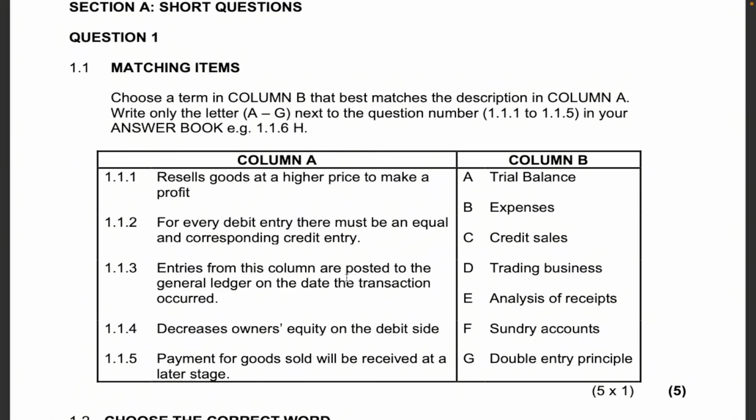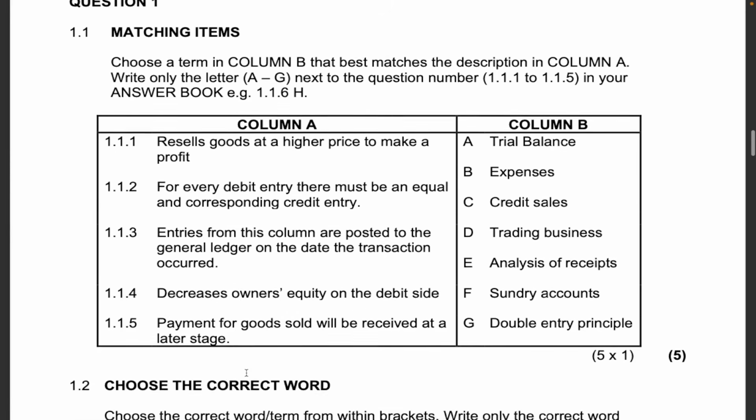1.1.5: payment for goods sold will be received at a later stage. Now, what do we call that? I've already given that answer when we were looking at 1.1 in explaining credit sales. What do we mean by credit sales again? Credit sales is whenever we've sold to our customers, but they're not paying us cash. They will only pay us at a later point in time. And so that's the answer for 1.1.5. That is when we've sold on credit. If we've sold for cash, of course, we're receiving the money immediately.